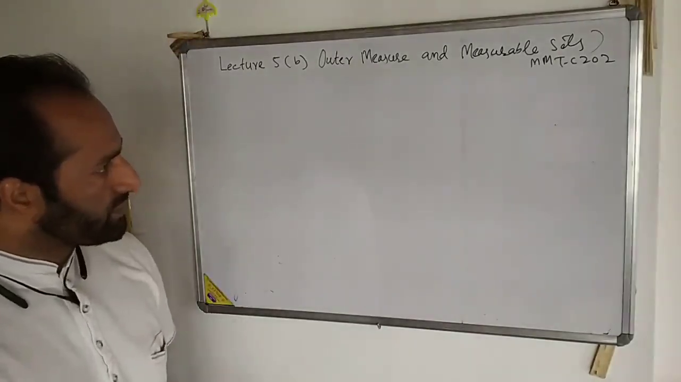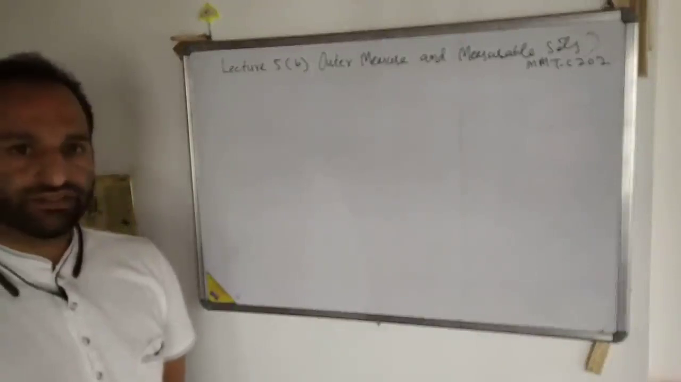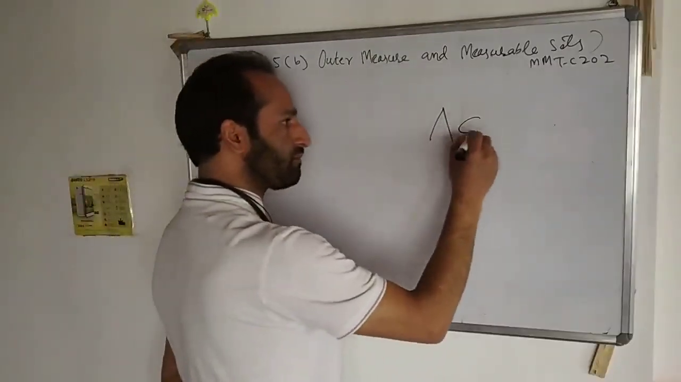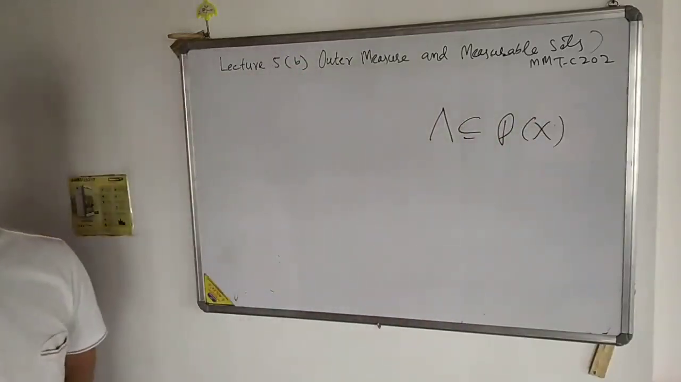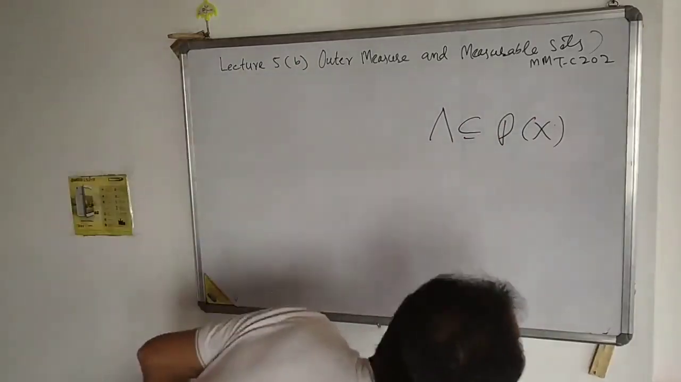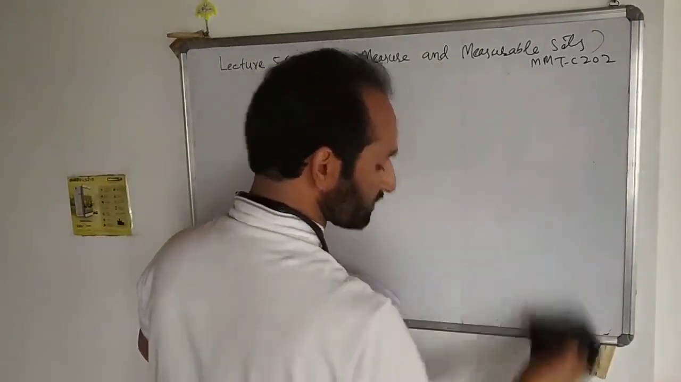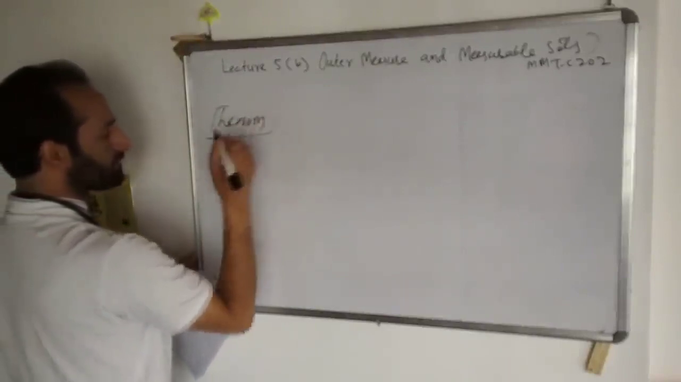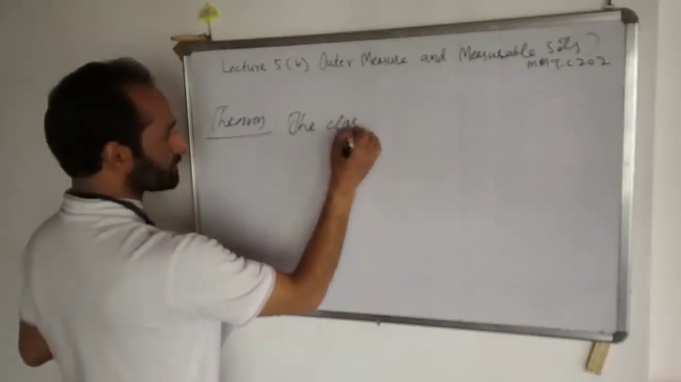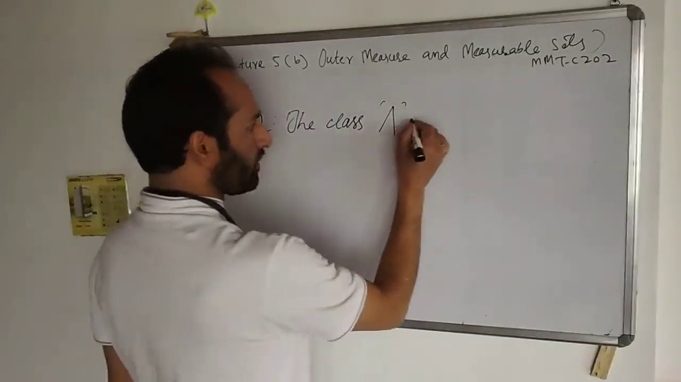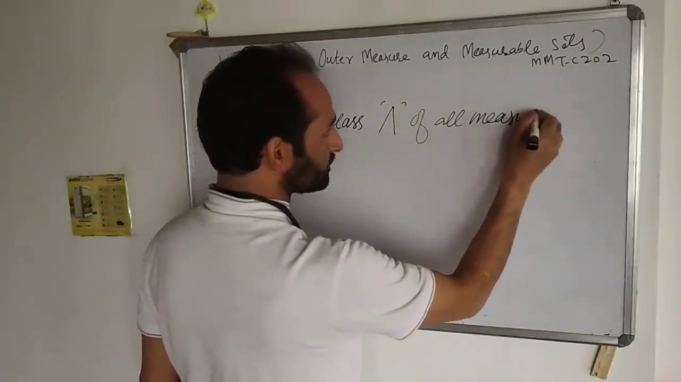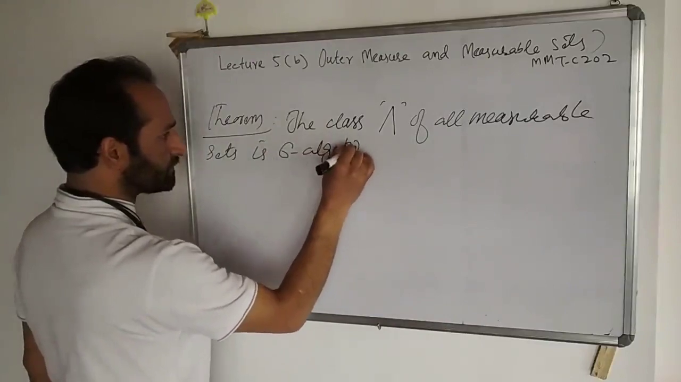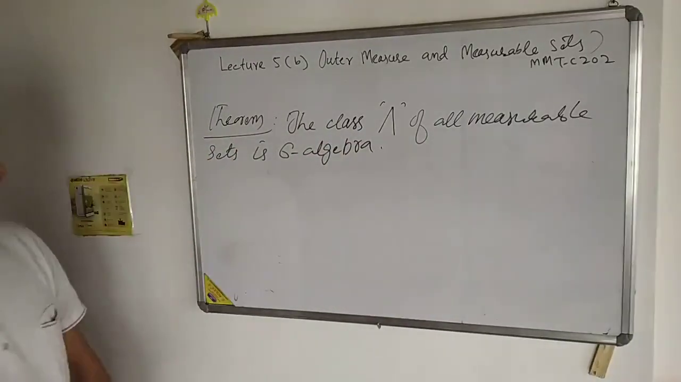Throughout this lecture series, the class of measurable sets will be denoted by lambda. That's the notation for the class of measurable sets. It's a subset of the power set of X. Let's prove the following theorem. The class lambda of all measurable sets is a sigma algebra. Proof.